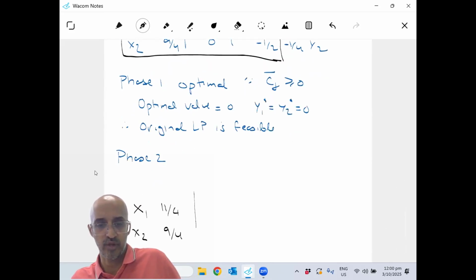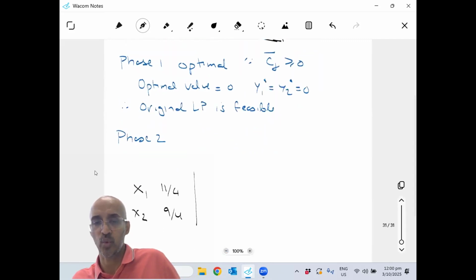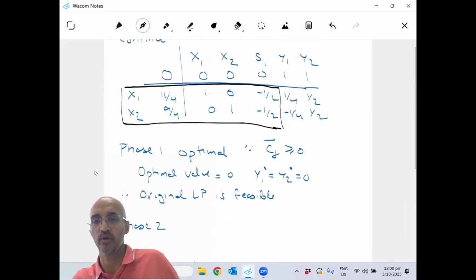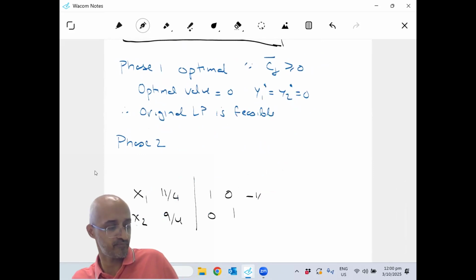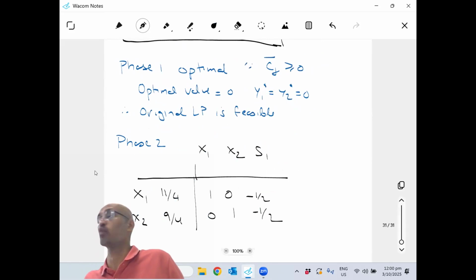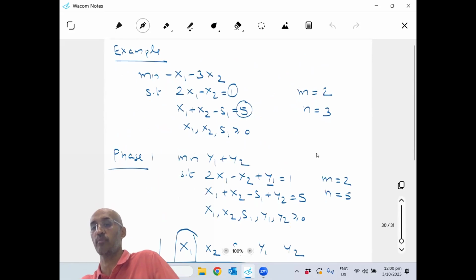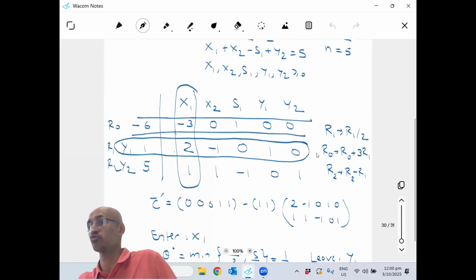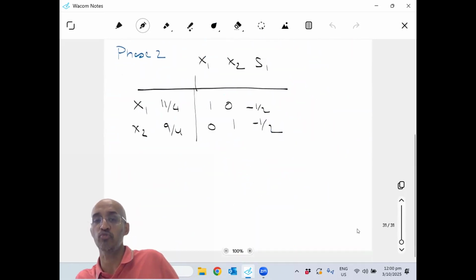Okay. I'll just copy B inverse A: 1, 0, 0, 1, minus half, minus half. My variables are x1, x2, and s1. The only thing I have to do now is calculate the reduced cost for this basic feasible solution using the original problem. My original problem costs were -1 and -3. So you have to now calculate the new reduced costs for this problem.